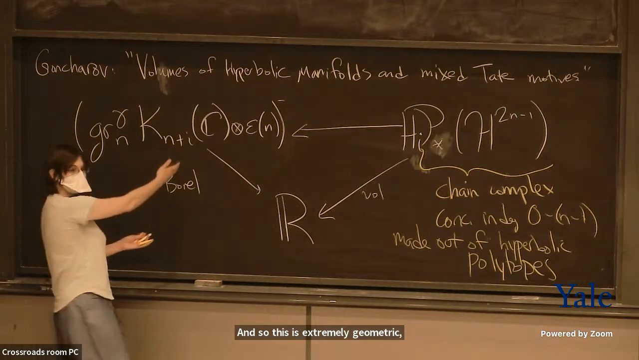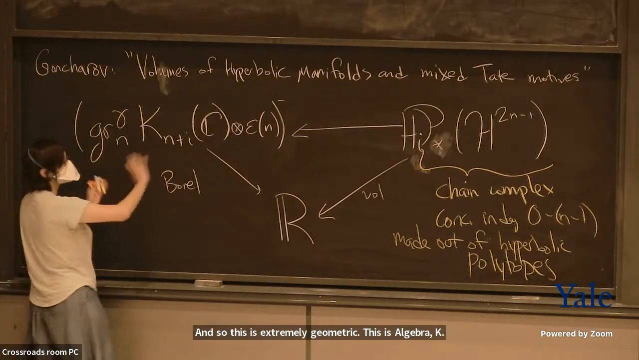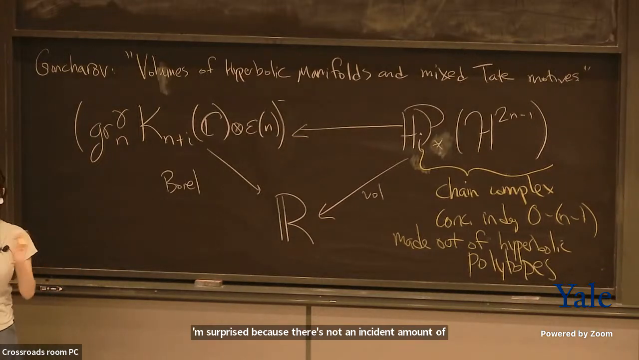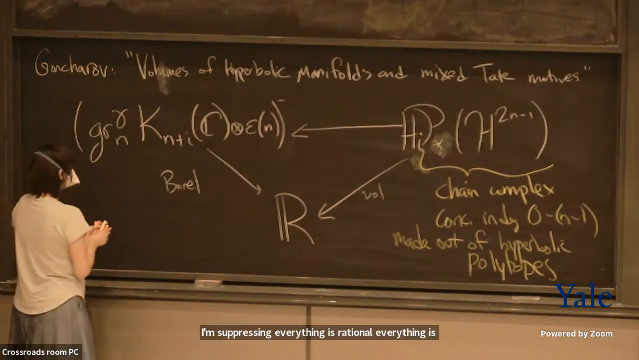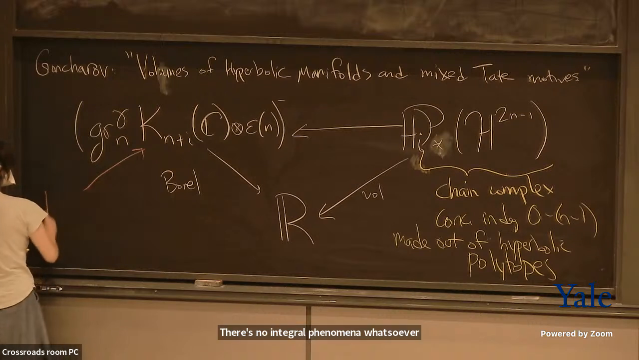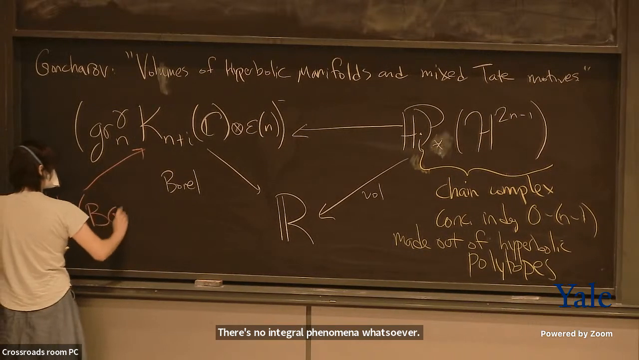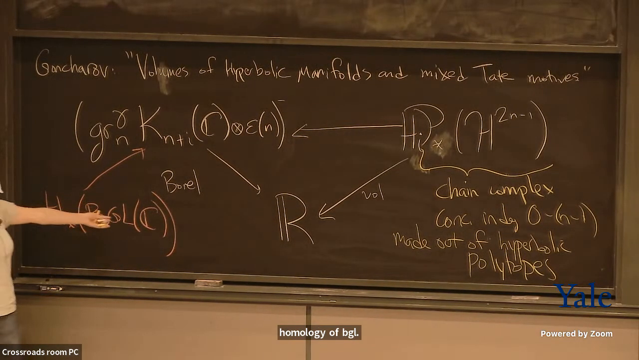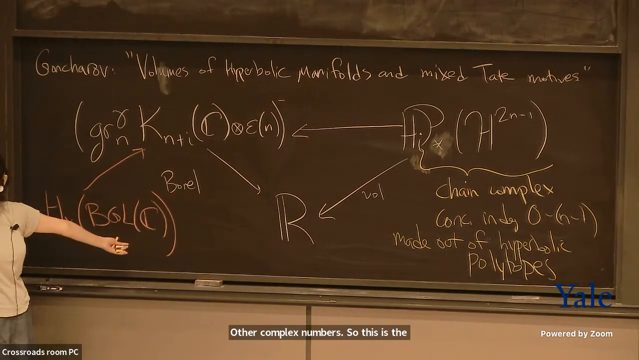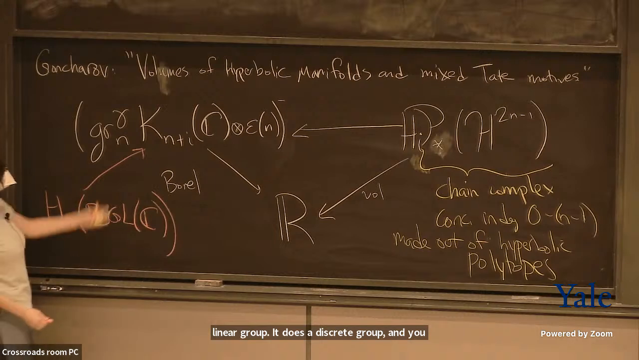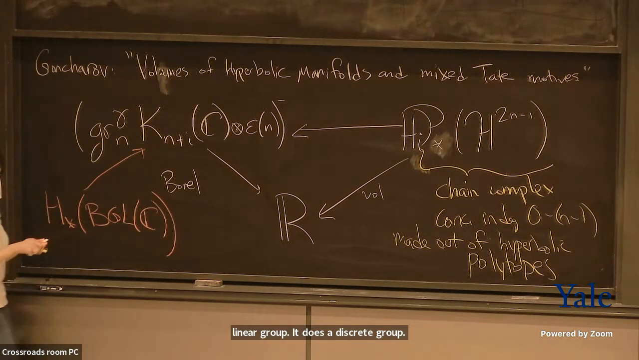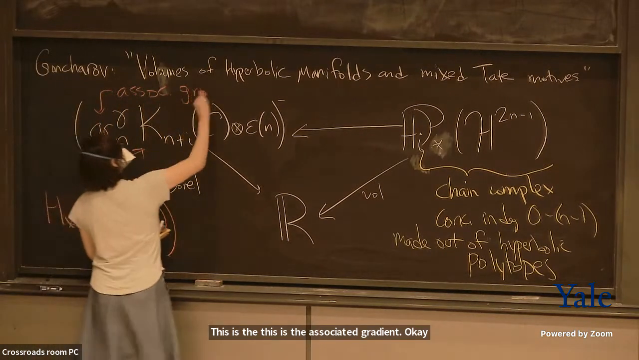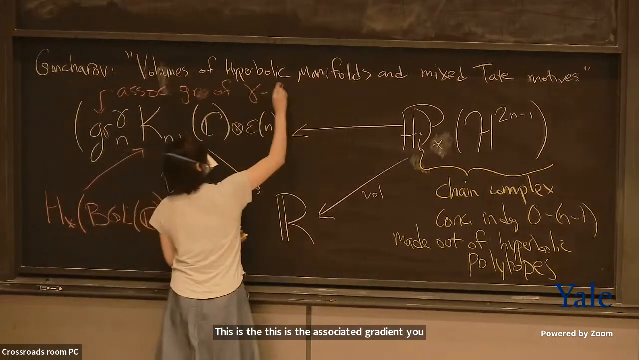This is algebraic K-theory, which, because we're working rationally, I'm suppressing, because there's not an infinite amount of space on this blackboard. Everything is rational, everything is tensored with the rationals, there's no integral phenomena whatsoever. So this is algebraic K-theory, which is pretty much the homology of BGL of the complex numbers. So this is the infinite general linear group considered as a discrete group, and you take its homology. This is a particular grading. This is the associated graded of the gamma filtration.